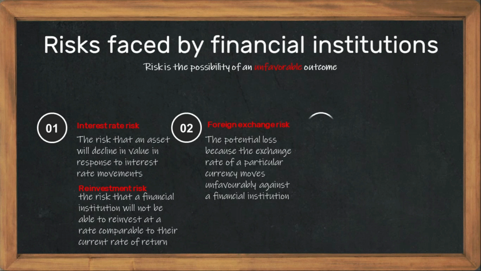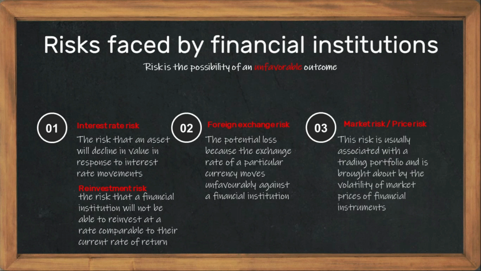Next, we have market risk, or sometimes called price risk. This risk is usually associated with a trading portfolio and is brought about by the volatility of the prices in, say for example, a stock market. If the price of the securities you have traded goes unfavorable, you've definitely been exposed to market risk.